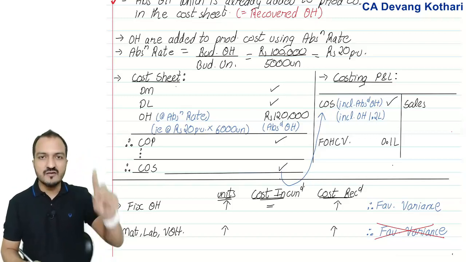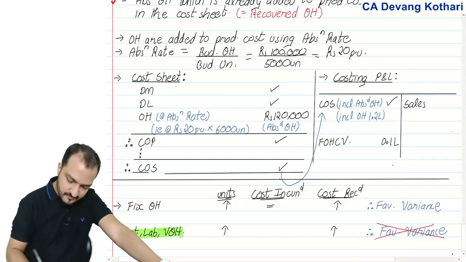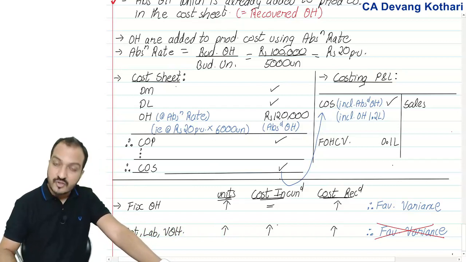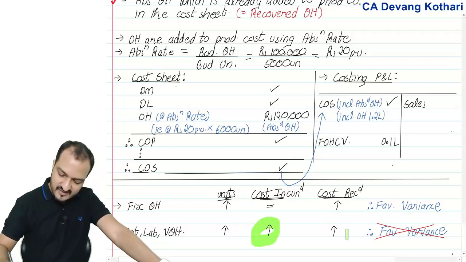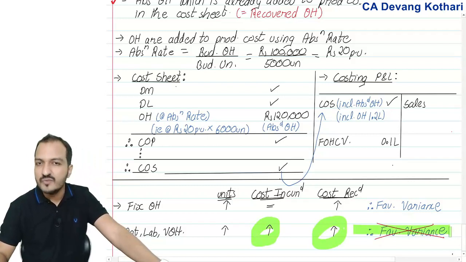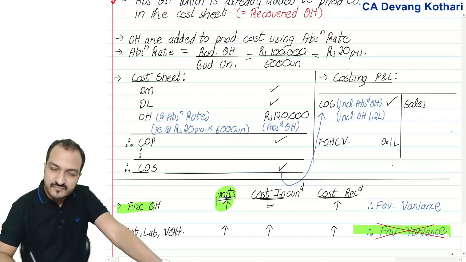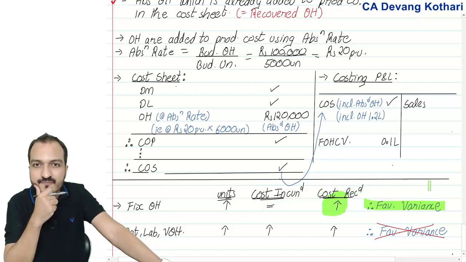However, in the case of material, labor, and variable overheads, with the increase in units, your cost incurred will also increase, and your cost recovered will also increase. So if incurred is increasing and recovered is also increasing, there is no benefit over there, no favorable variance. However, in the case of fixed overheads, with the increase in units, your fixed cost remains fixed. So the cost incurred does not increase, but the cost recovered is increasing. That's why the extra recovery is called a favorable variance.